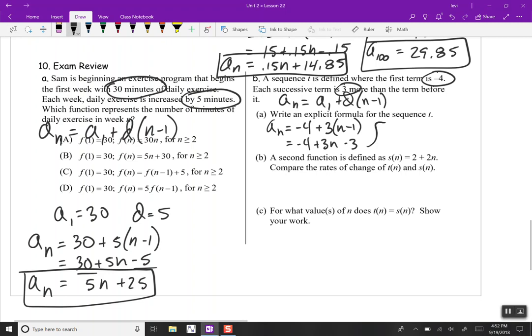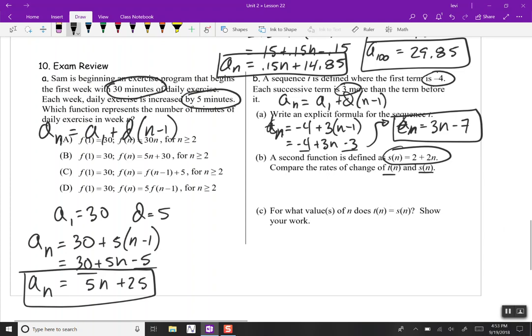So a sub n equals 3n, and -4 and -3 make -7. So there's our rule. Second function is this one, 2n plus 2. Compare the rates of change. So what's our rate of change? I was supposed to write T of n instead of a of n, so this one should be T of n, same thing, but T of n and S of n.